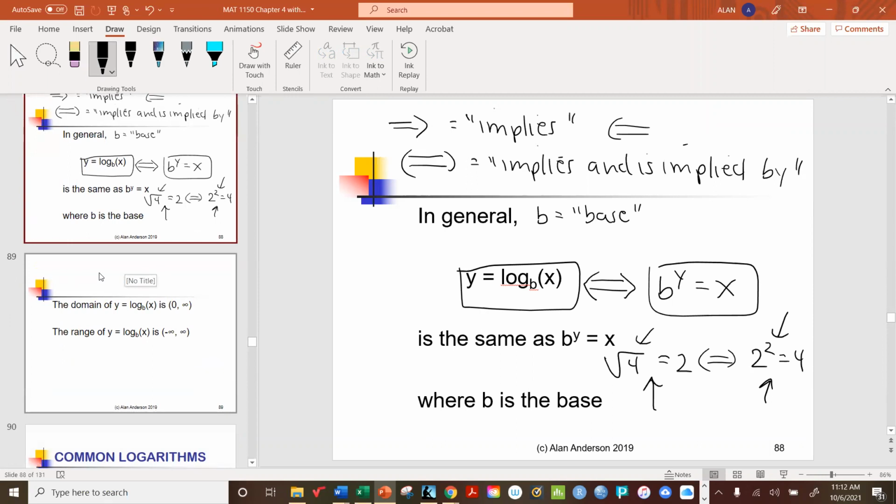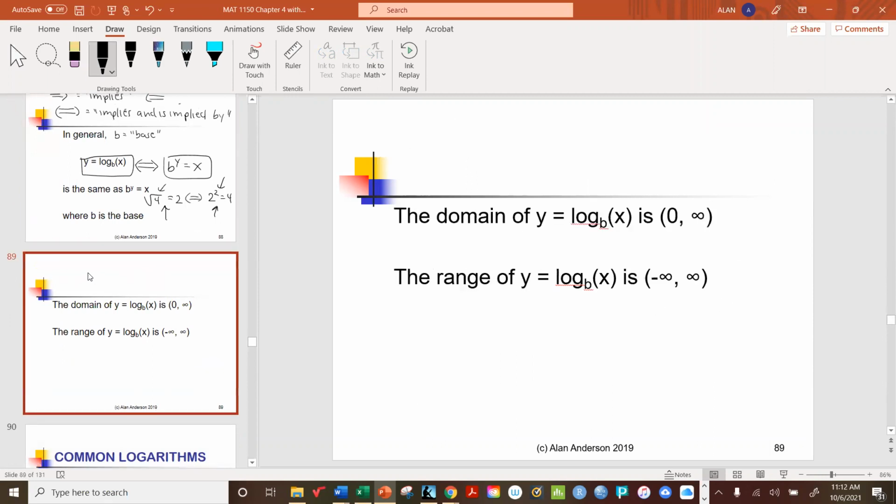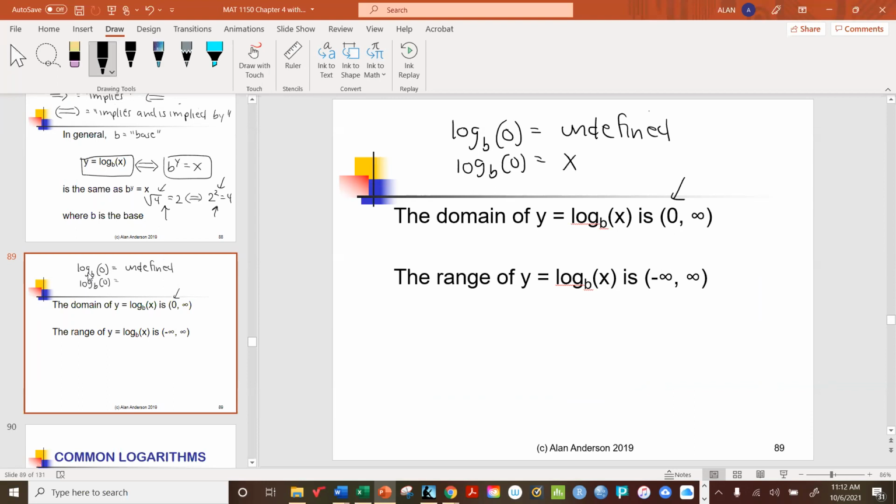Okay, now one thing we do want to note about logs is that their domain is restricted to 0 up to infinity, but not including 0. The log of 0, no matter what the base, is undefined. Because let's say that we discovered that the log to base b of 0 was x. That would imply that b to the x power is 0, and there is no such number where this happens.